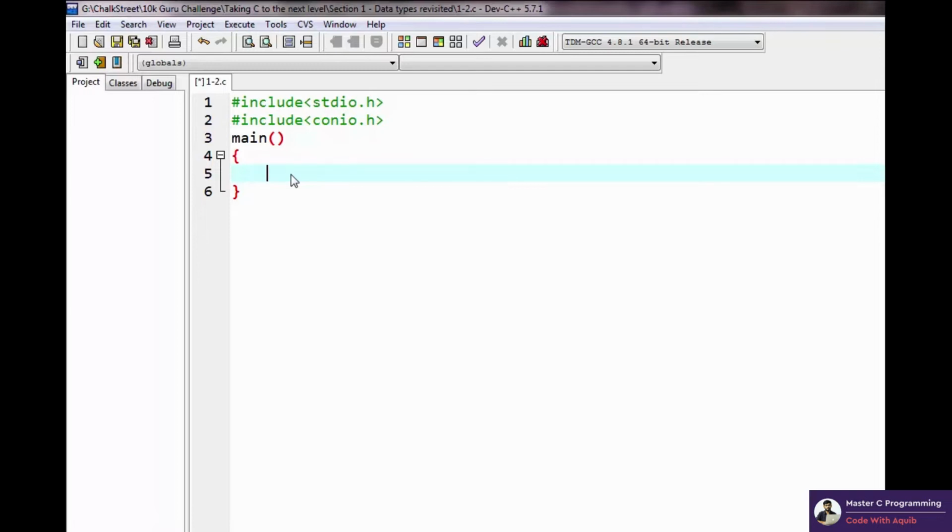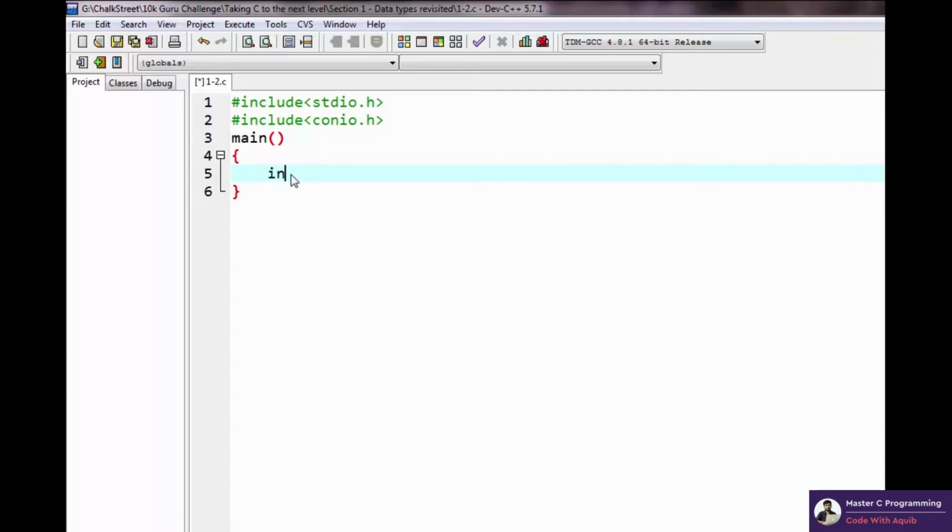So suppose I'm going to take age as input. Now I know that age can never be a negative number, right? So is there a way of telling the compiler that don't expect a negative number here, or the age is always going to be positive? Well, yes, we can do that very easily, and that is what we'll be talking about in this video.